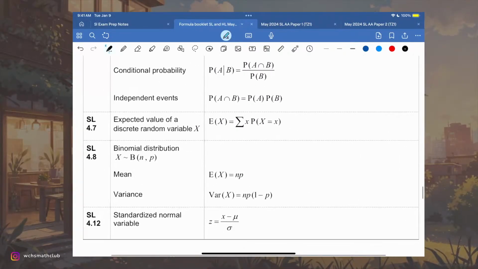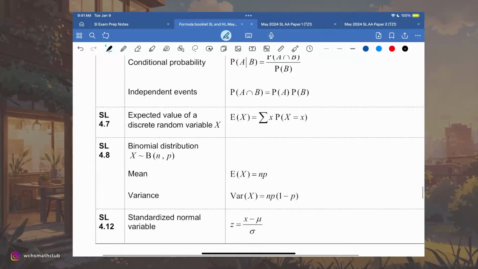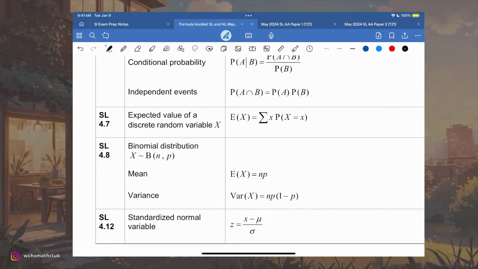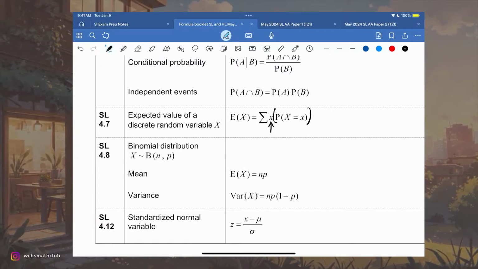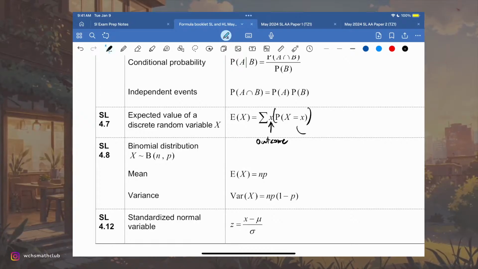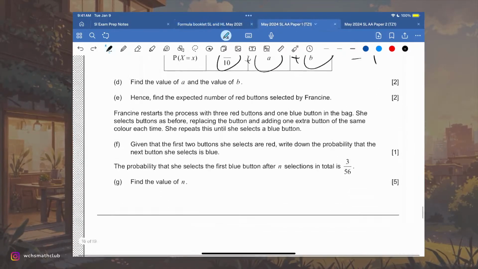Yep, so expected value, basically what this equation means is for every value that you see in the table, you're going to write x, which is the actual value you're getting, like 0, 1, 2, 3, and then this right here is going to be the probability that it occurs. So this is the actual outcome, and this part is the probability. So we're going to go back to the actual paper.